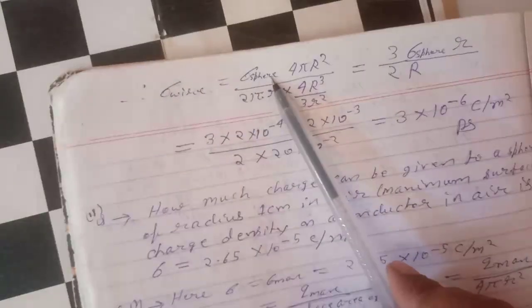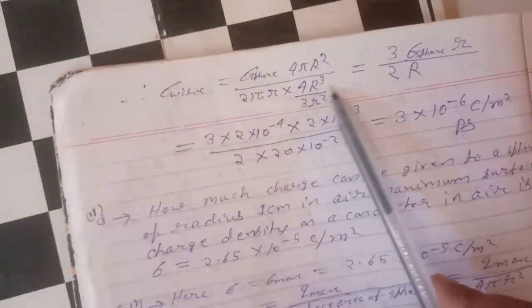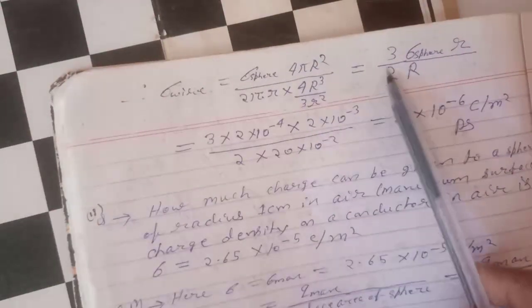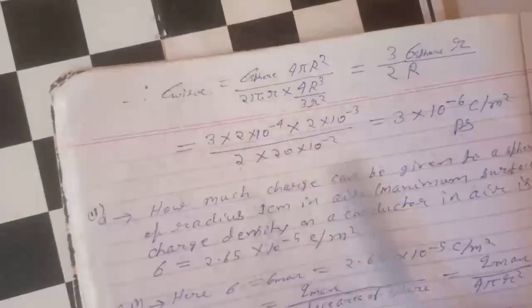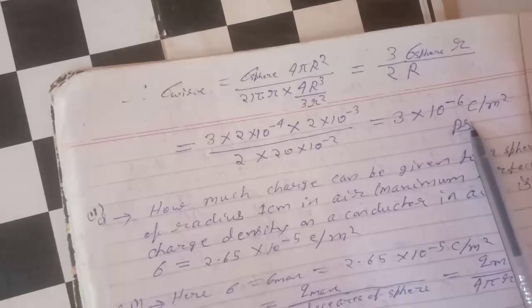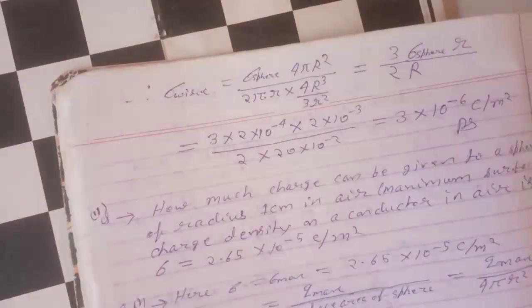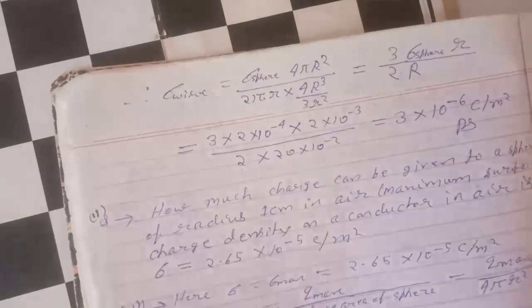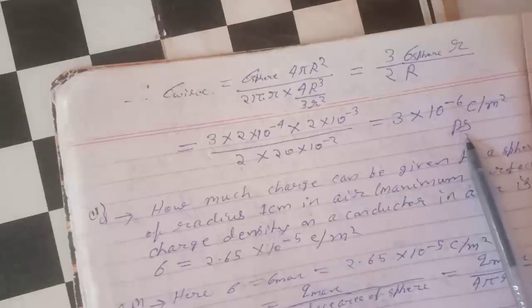Hence sigma wire is equal to sigma sphere into 4 pi R square divided by 2 pi r into 4 R cube by 3 r square, which equals 3 by 2 sigma sphere into R by r. Solving, we get 3 into 10 to the power minus 6 coulomb per meter square, that is sigma wire. So the surface charge density of the wire comes out to be 3 into 10 to the power minus 6 coulomb per meter square.